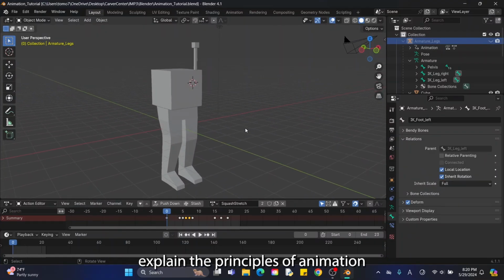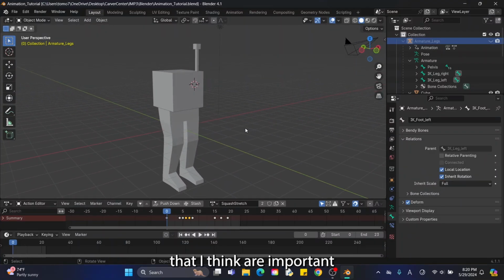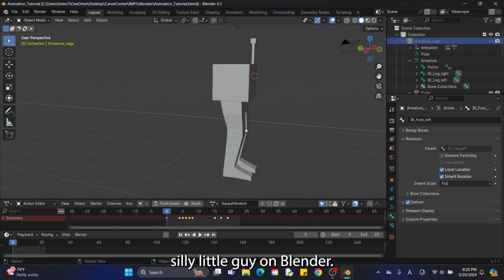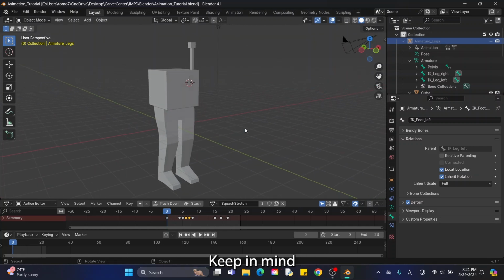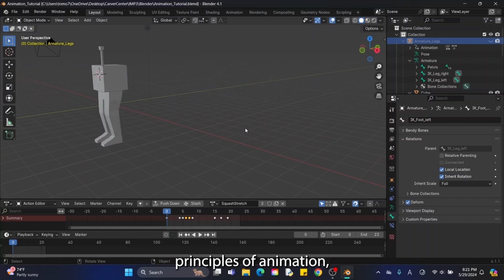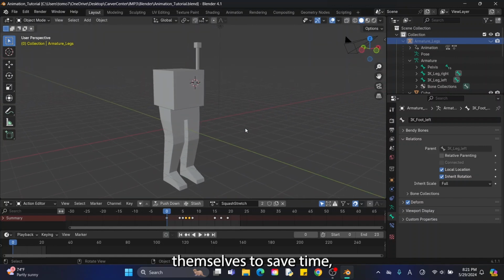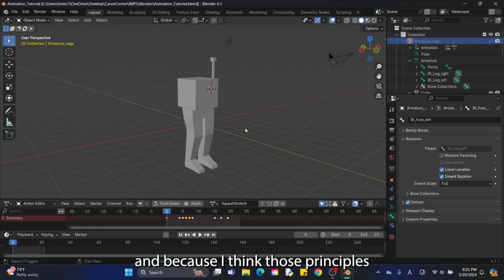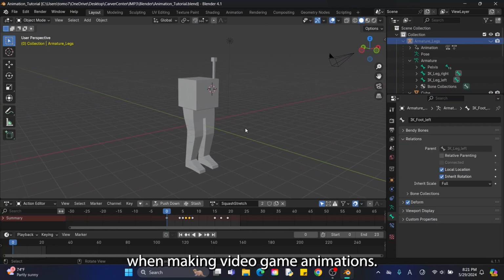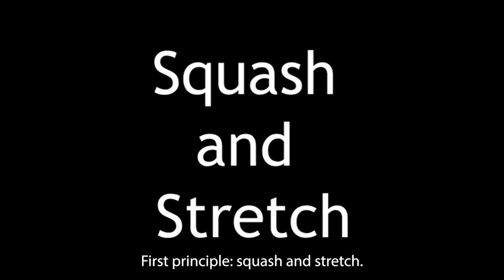Hello! I'm going to explain the principles of animation that I think are important for video game animation and show examples of these principles with this silly little guy on Blender. Keep in mind there are 12 total principles of animation, but I'll only be showing and explaining the 7 that apply to the animations themselves to save time, and because I think those principles are the most important when making video game animations. First principle, squash and stretch.